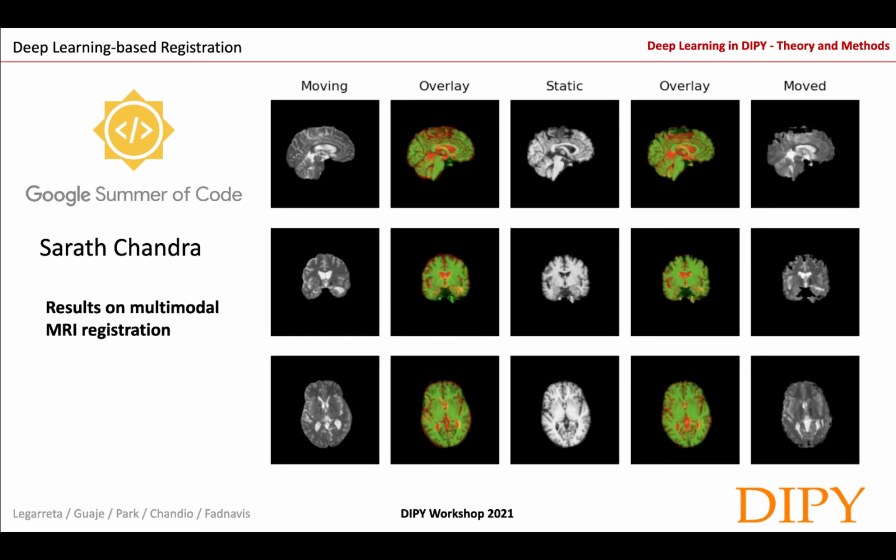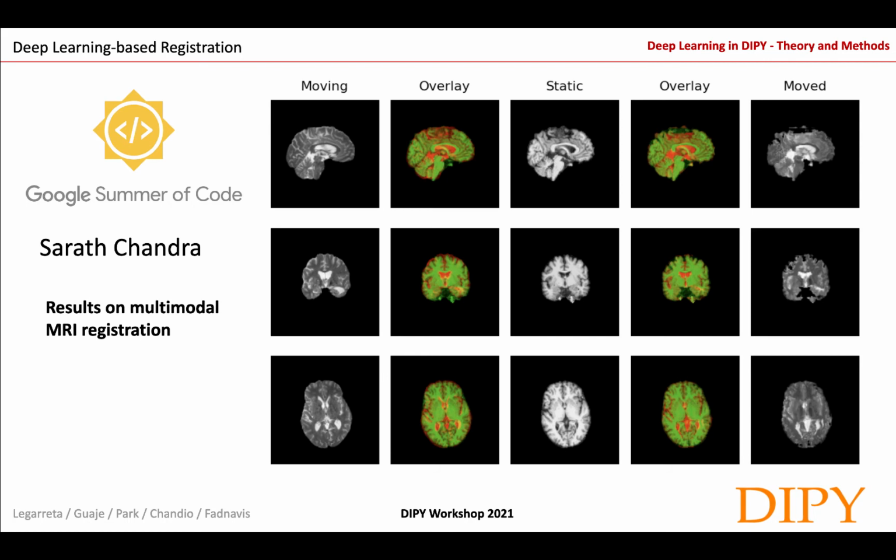One interesting thing that we did during Google Summer of Code was to try VoxelMorph on multimodal MRI registration, T1 with T2. So here we have the moving, static, and their overlay before and overlay after, and this is the moved one. So this is not so promising. The results are not that great, but we did not have time to do many experiments or include more data, try different regularization, or change the network a bit. So this would be future work.